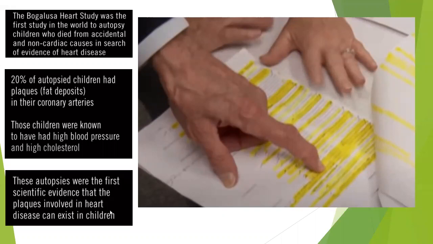The Bogalusa Heart Study was the first study in the world to autopsy children who died from accidental and non-cardiac causes in search of evidence of heart disease. So they were really examining these people head to toe during life, after death, and autopsying when they were young. So they had all these people in this study. 20% of autopsied children had plaque in their coronary arteries. Coronary heart disease is the number 1 cause of death, right?